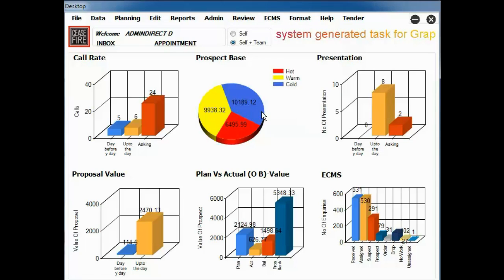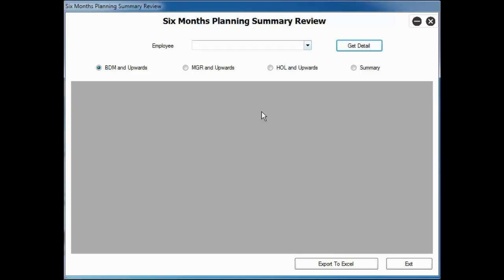The screen, if you look at it here, is the same that we have used for SMP. Here in front of us is the 6 monthly planning summary review. Let's look at the option for the candidate whom we would like to review. And for an example, I'm taking Mr. Akash Das's case. So this is Akash Das. I get the details for him.